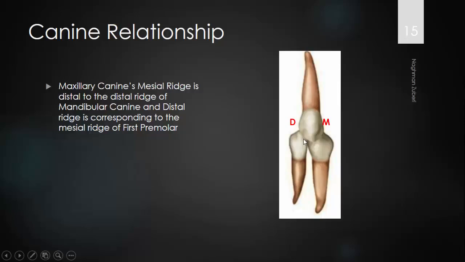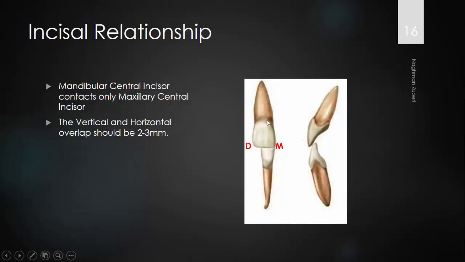Lower central incisor and upper central incisor. Now, the mandibular central incisor is the only mandibular tooth which comes in contact with a single tooth, and that is the maxillary central incisor. The lateral incisor comes in contact mesially with the central incisor and distally with the maxillary lateral incisor.